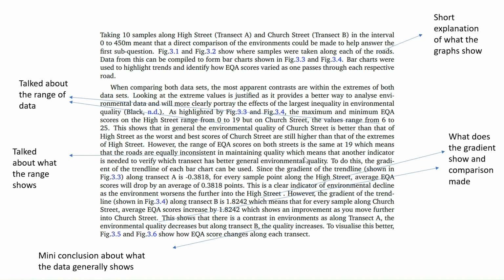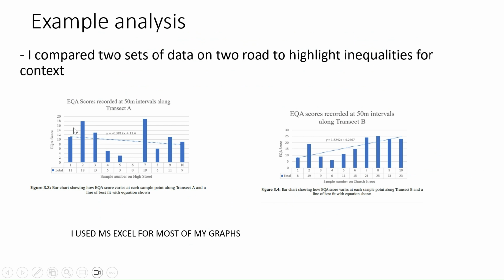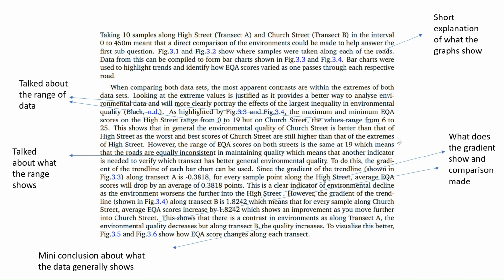What does this show? If you look here, on one graph, environmental quality decreases on transect A the further along you go, and on transect B, environmental quality actually increases. So what does this show? If you're lazy, talk about the mathematical stuff like range, median, mode, and then talk about the gradient, and then talk about what it represents.